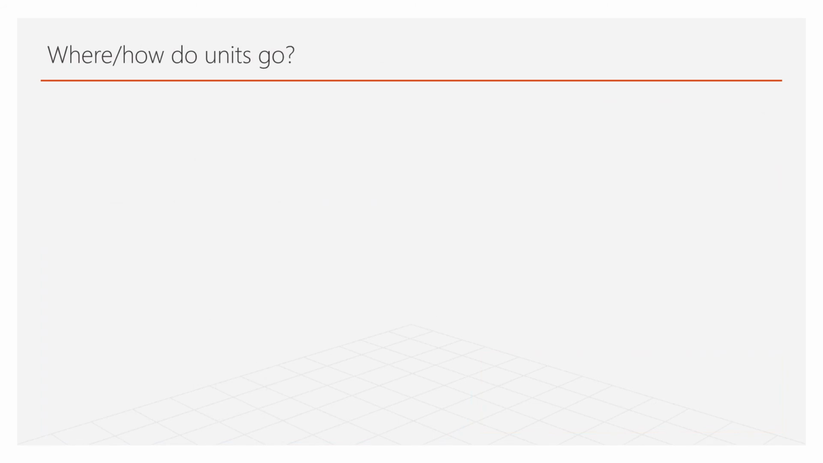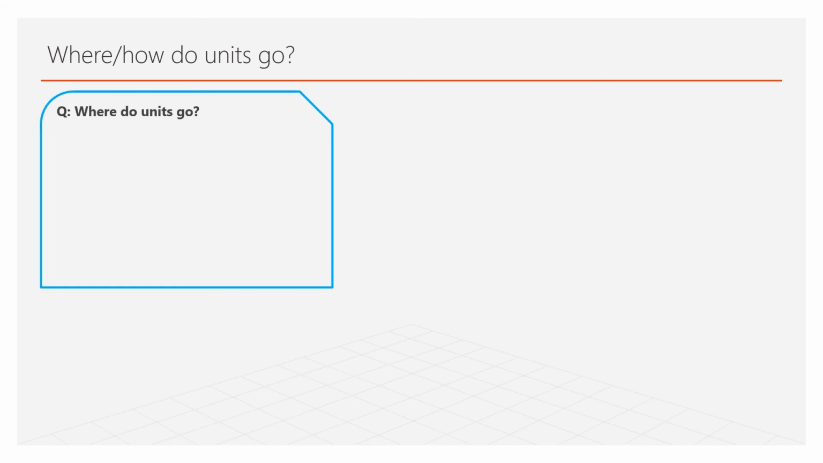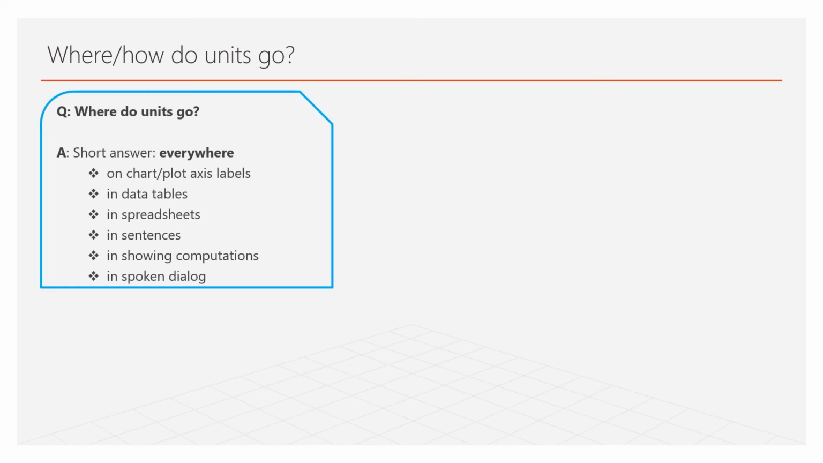Let's now talk about where and how units are labeled. So the main question is, where do units go? And the short answer is they go everywhere. If you have a chart or a plot, you need to include units on the axis labels. If you have a data table, you need to include units in the data table or in a header row. If you have a spreadsheet, you need to indicate the units where appropriate.